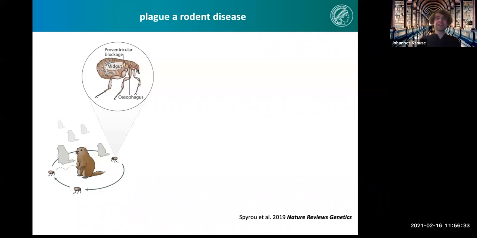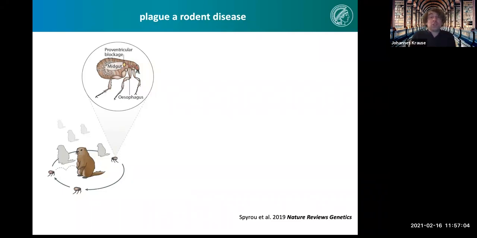And it's actually interesting to see how this transmission is happening, because how it works is that a flea bites, for example, an infected individual that has plague. Then the flea takes the bacteria in the blood meal into its stomach. And here the bacteria build up a biofilm that actually causes a blockage of the gut. So the flea cannot swallow any more blood. And that causes the flea to starve.